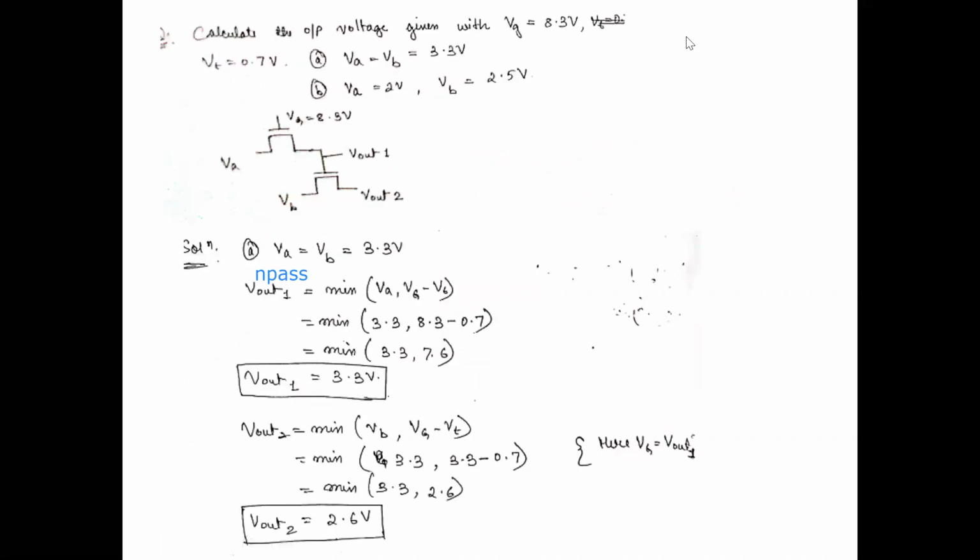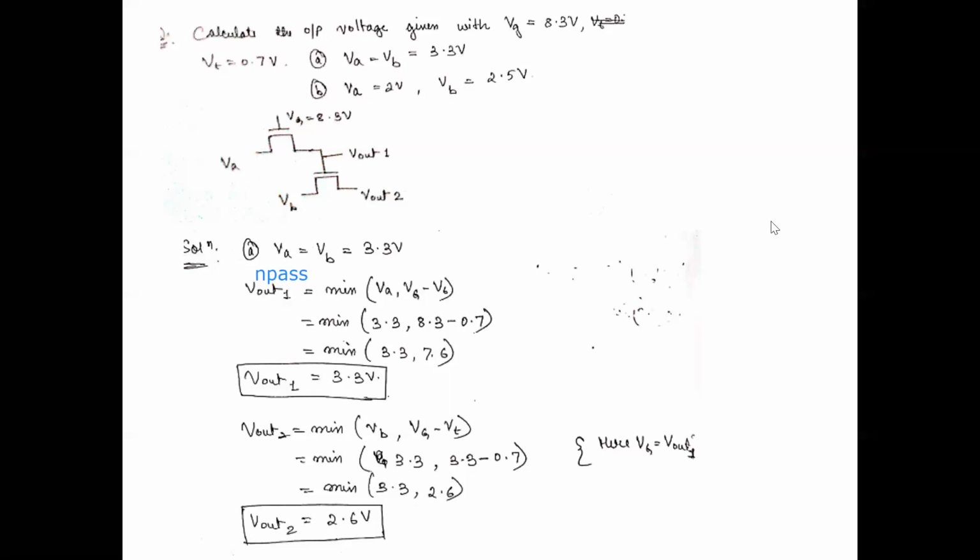Next problem: calculate the output voltage with Vg equal to 8.3 and Vt equal to 0.7 for different cases. First, Va equal to Vb, which is equal to 3.3 volt. Second, when Va is 2 volt and Vb is 2.5 volt. This is the circuit given. They've said Vg is 8.3, this is not 8.8, it is 8.3 volt. Please write it down in your notes as I'm explaining.